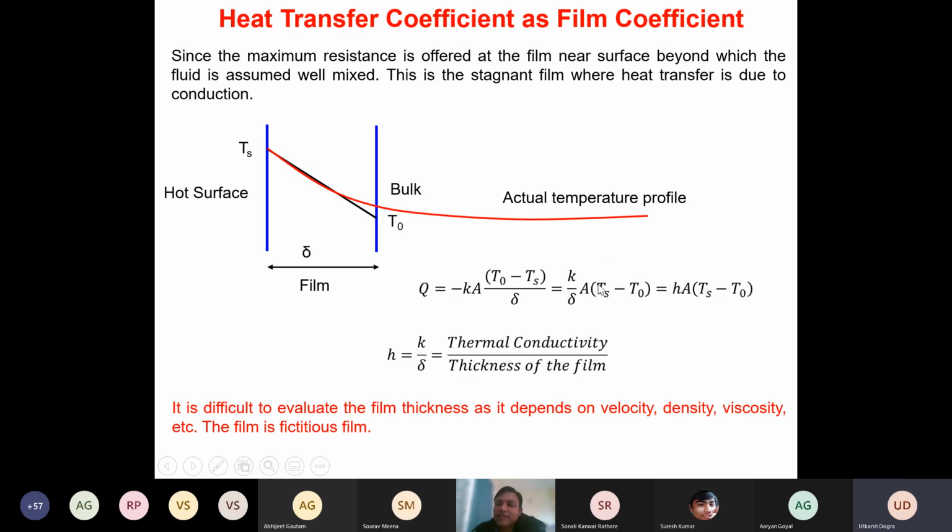So again, in this case, this h is given as k by delta. But calculating the value of this delta is not easy. As I said, this delta will have the impact of several things. If you increase this free stream velocity, this delta will further decrease, isn't it? If you reduce the viscosity, then this delta will further decrease, isn't it? It also depends on density, correct? So this delta value depends not only on the velocity, but also on viscosity, density, etc. And all these effects are included in this delta.